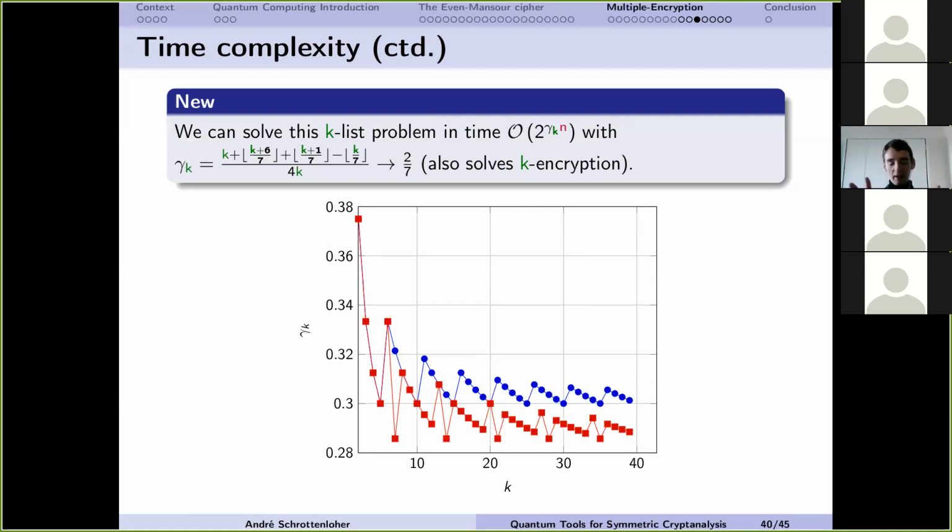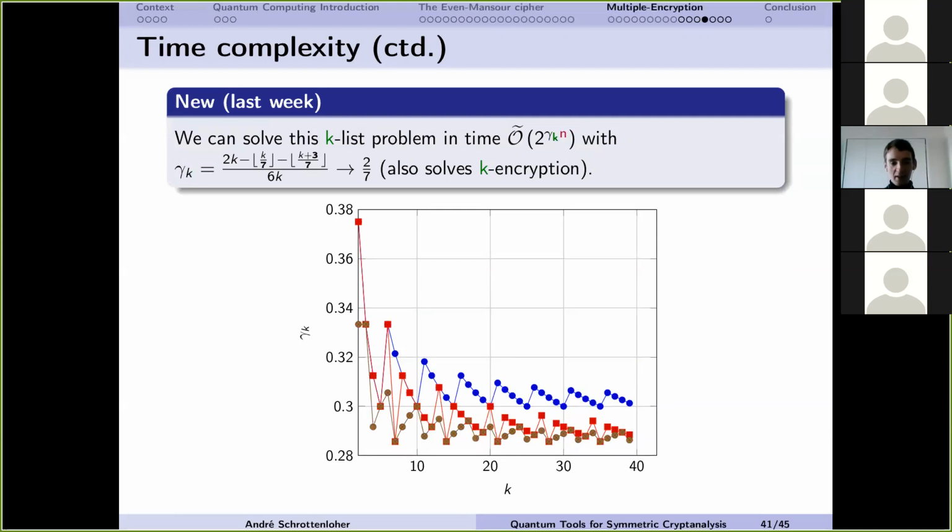That is when the key material is always of size n, right? And it turns out that actually you can do a little better than that, but it's still going towards 2/7. This is slide 41, by the way, the one that nobody has seen before. This is because of some additional optimizations.